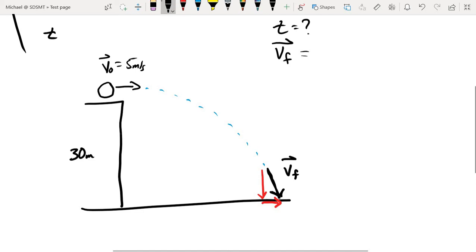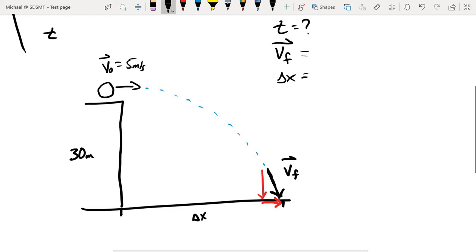The other thing I'd like to know is how far from the base of the cliff do we impact the ground. So measuring from the base of the cliff out to where the rock strikes the ground, how far is that?